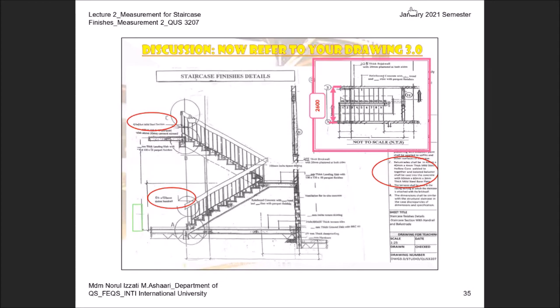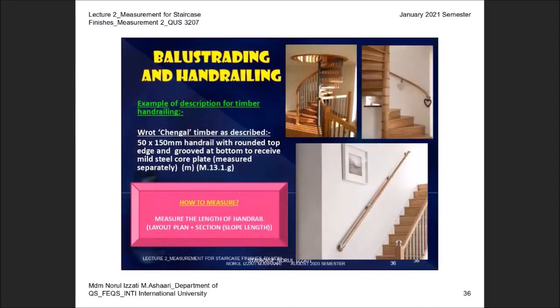Okay. What I would like you to take note of here as well is not only the material, because you have to measure the painting as well. That means different materials require different kinds of painting. Steel requires a different kind of painting from timber handrail. So that must be clearly shown and clearly identified.